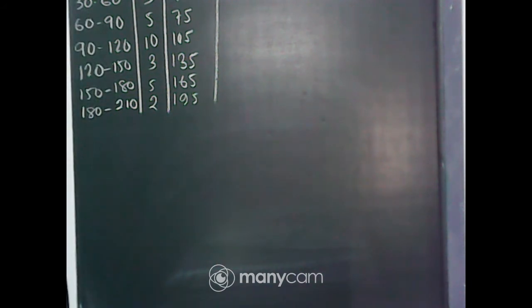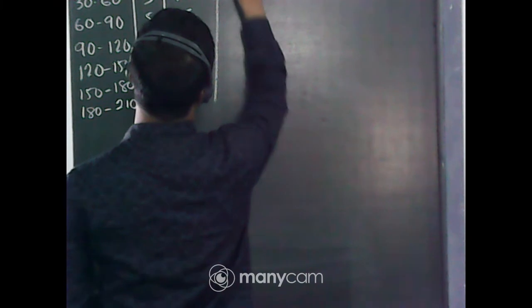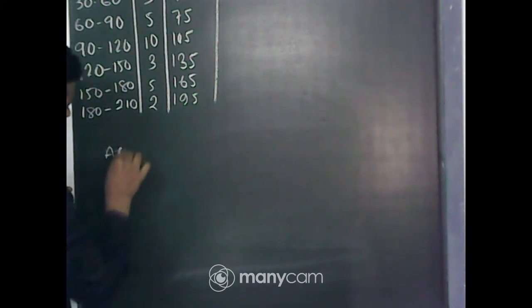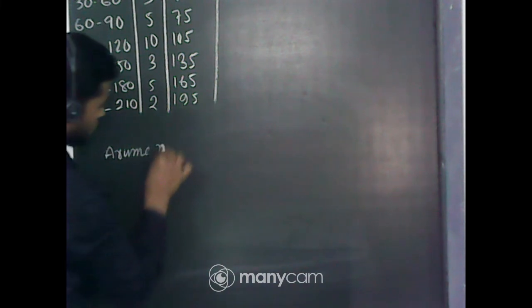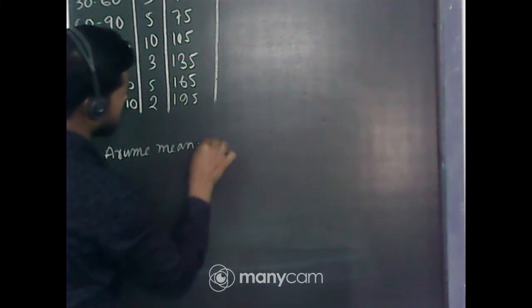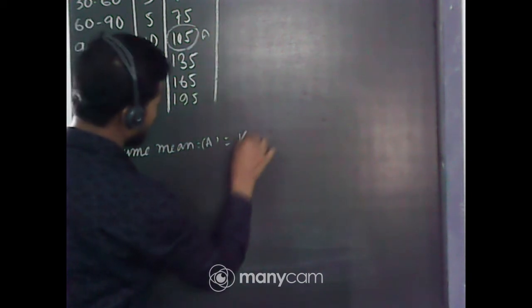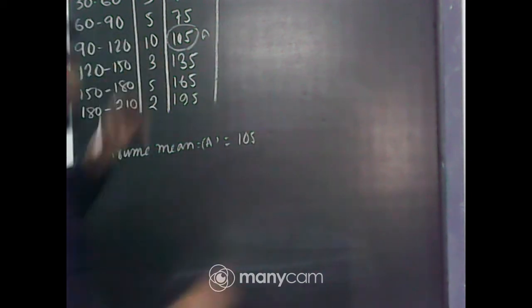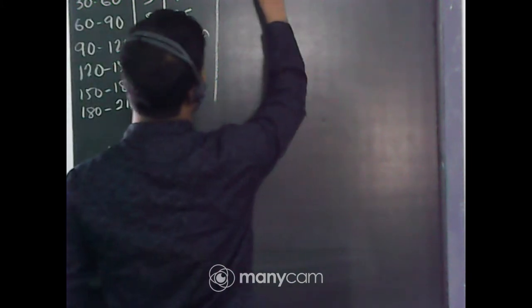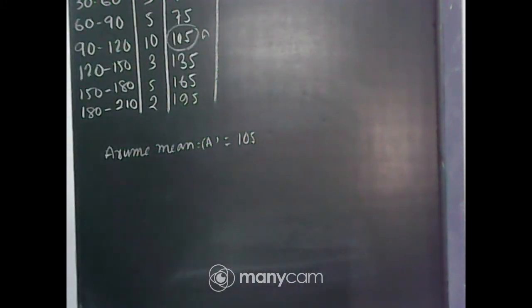Now we'll apply a formula: yi is equal to (xi minus a) by h. Here a is the assumed mean, and I'm taking the middlemost value. Suppose this one is our a, so I take the assumed mean as 105. So if I use this formula, yi will be (xi minus a) by h.